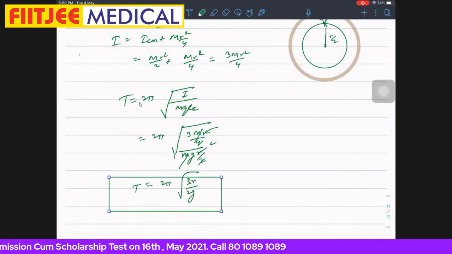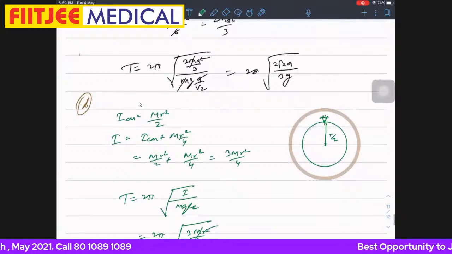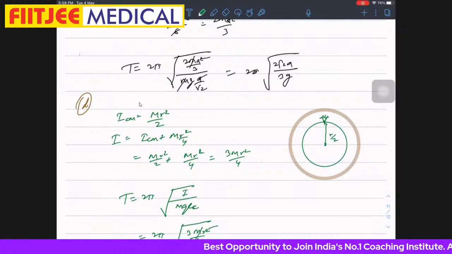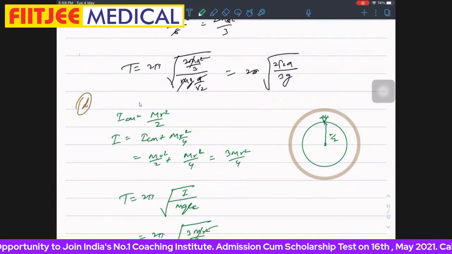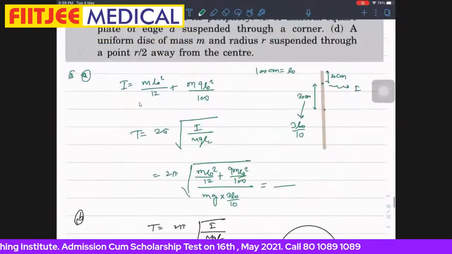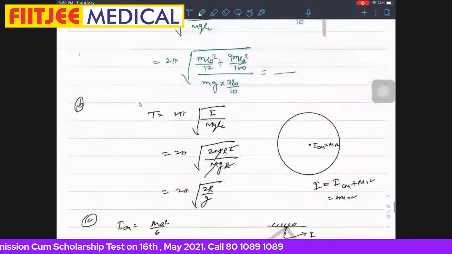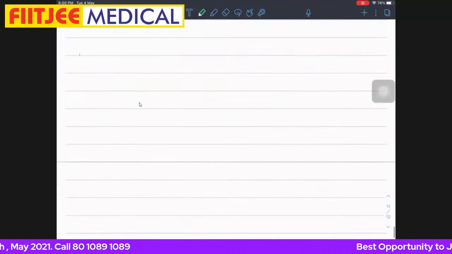So this is how you are supposed to do problems related to the physical pendulum. There are a few things we have to remember: I is about the point of suspension, and l c is the distance of the point of suspension from the center of mass. If you remember these two points, the question will not be difficult. So we have discussed this pendulum. Now let's understand energy in SHM.